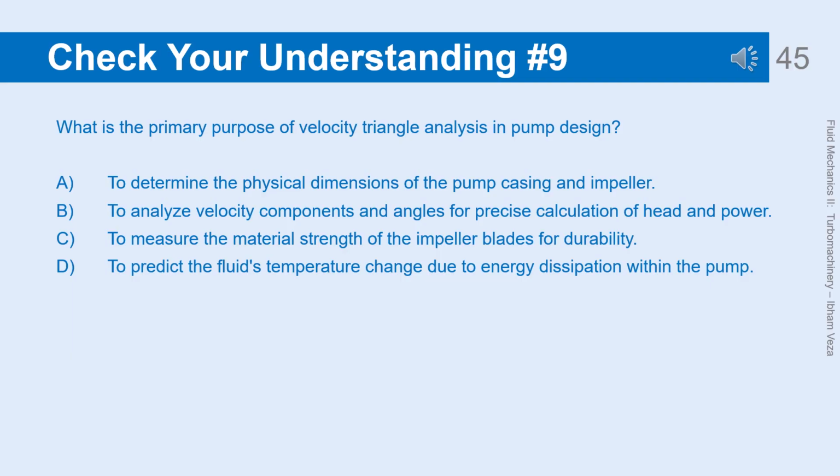Correct answer: B. To analyze velocity components and angles for precise calculation of head and power. Explanation of incorrect options. Option A. Velocity triangle analysis focuses on velocity components and flow angles, not the physical dimensions of the pump components. Option C. While material strength is critical in design, velocity triangle analysis does not involve assessing impeller blade durability. Option D. Velocity triangle analysis does not predict temperature changes. It is used to understand the relationship between velocity, angles, and energy transfer in the pump.